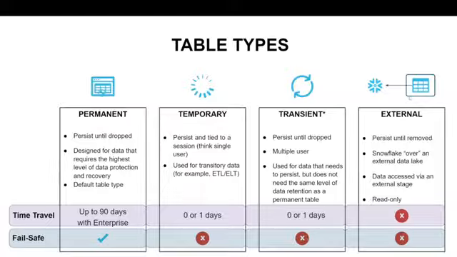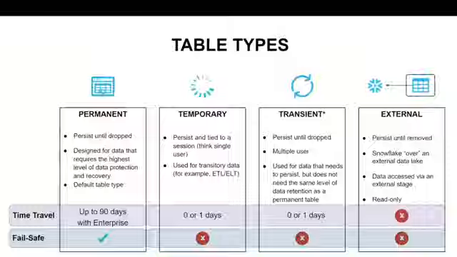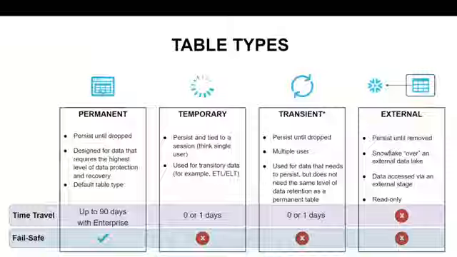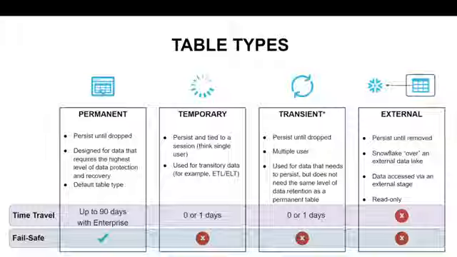Now the third is the external table. This also persists until you physically go and remove the table. It is going to help you access the data which is sitting outside of Snowflake. So let's say you have data in any cloud data lake such as AWS S3, Azure Blob Storage, or a GCP bucket. And if you want to access the data in Snowflake, where you don't want to physically move the data from those storage to Snowflake, then you can leverage the functionality of external tables.